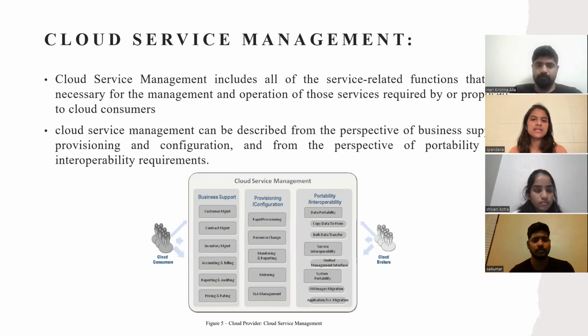Cloud service management includes all of the service related functions that are necessary for the management and operation of those services required by or proposed to cloud consumers. And cloud service management can be described from the perspective of business support, provisioning, and configuration, and from the perspective of portability and interoperability requirements.